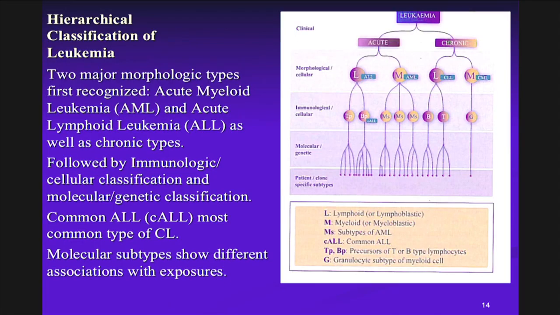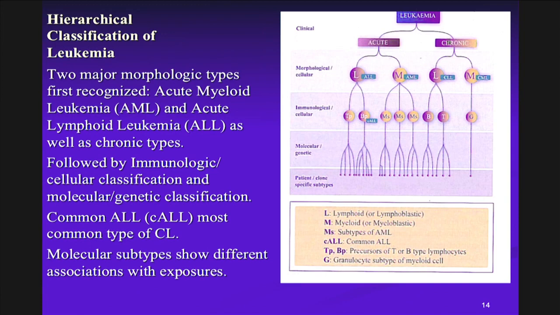Leukemia in children and adults is classified initially morphologically into myeloid or lymphoid types, acute as well as chronic. With further research, immunologic classifications were added, and then molecular classifications. These are very important in terms of our studies.